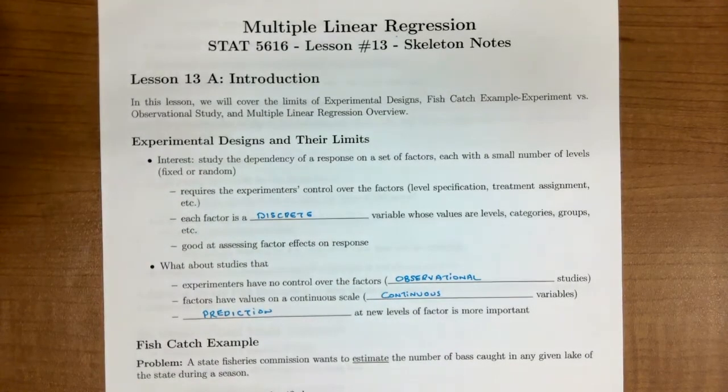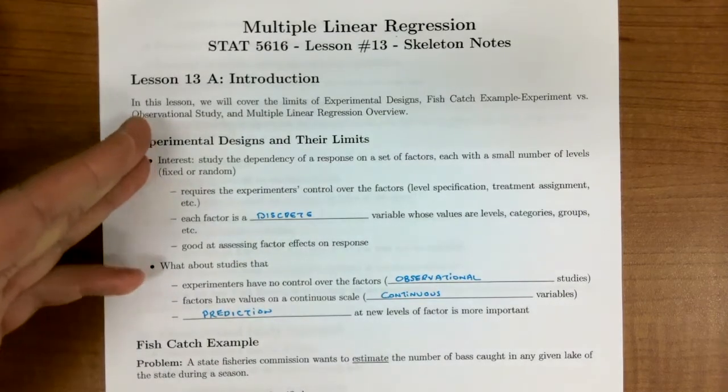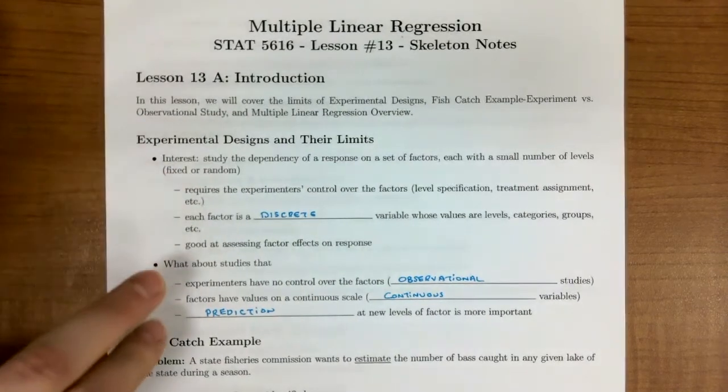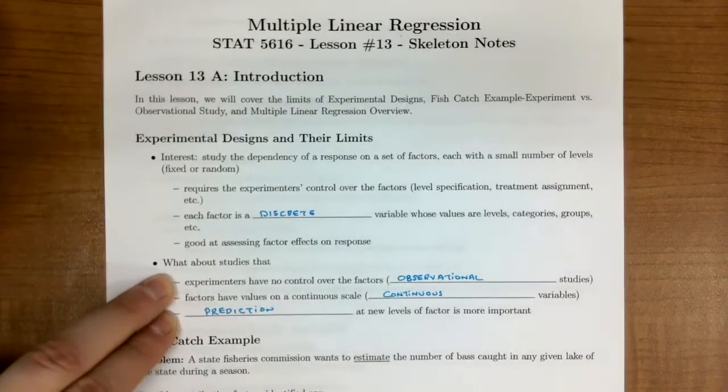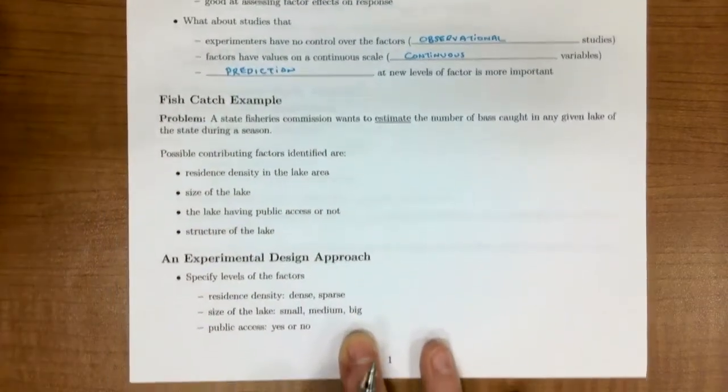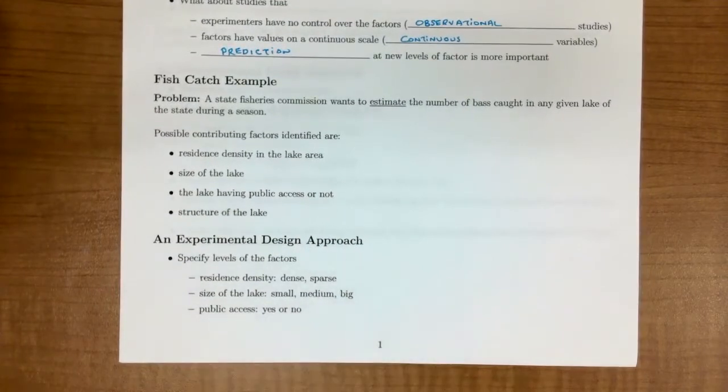So to really help start to understand why we're going to move away from design of experiments and studies that are focused on these 3 bullets, let's talk about a fish catch example. The problem here is that a state's fishery commission wants to estimate the number of bass caught in any given lake of the state during a season. Some of the possible contributing factors could be the residence density, the size of the lake, whether the lake has public access or not, or the structure of the lake.